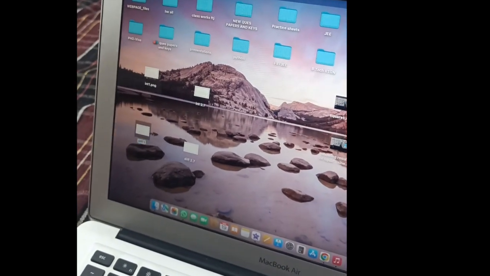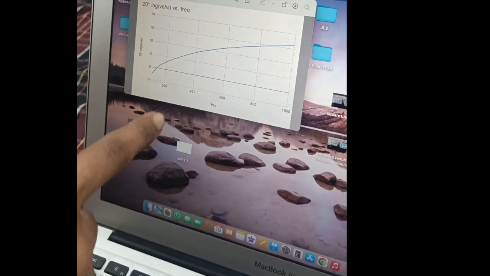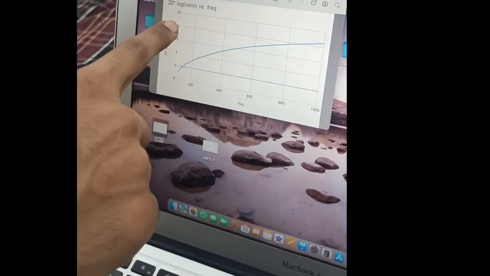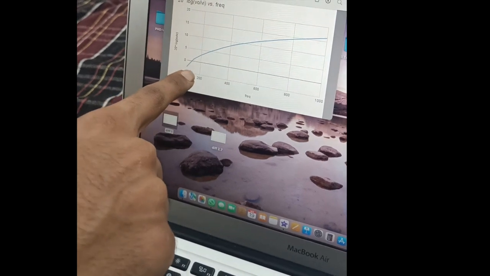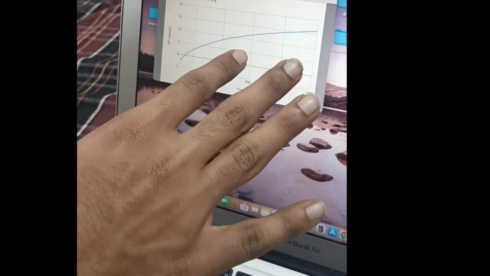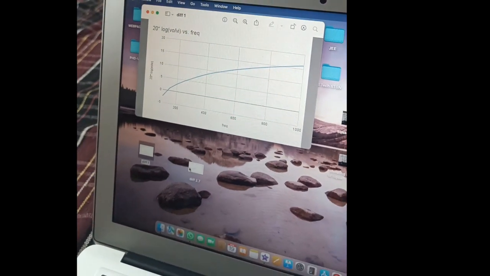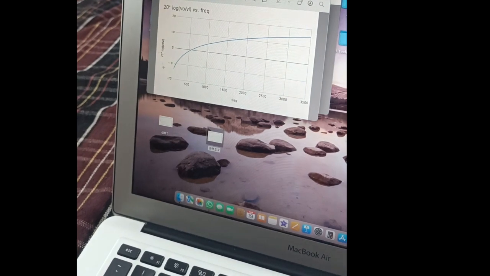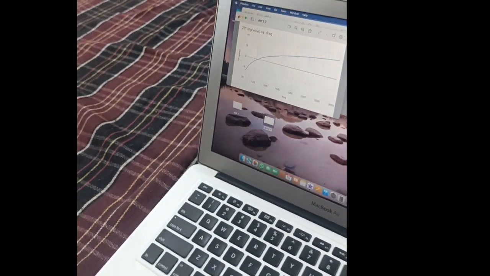Now let's check for the differentiator circuit. For the differentiating circuit, we can clearly see that for higher values of frequencies, the value of the decibel gain is higher compared to the lower values of frequency. From here, we can tell that the differentiator circuit acts as a high pass filter, as explained earlier. We can see that from the 2.7 kilo ohm resistor also. So it acts as a high pass filter.